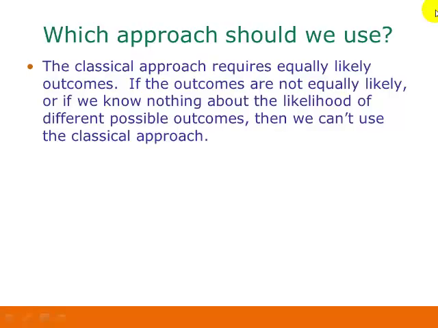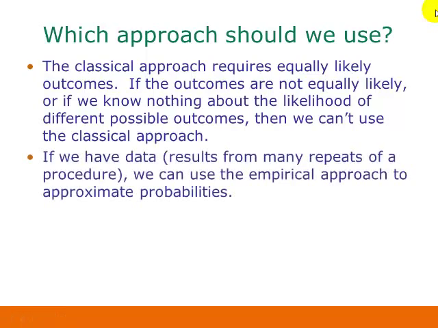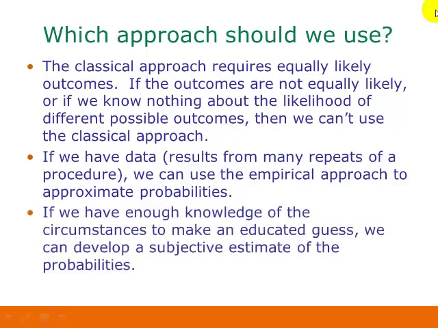Again, the classical approach requires equally likely outcomes. If the outcomes aren't equally likely, or if we don't know anything about the likelihood of different possible outcomes, then we can't use this approach. If we have data, in other words, results from many repeats of a procedure, then we can use the empirical approach to approximate probabilities. And if we have enough knowledge of the circumstances to make an educated guess, we can develop a subjective estimate of the probabilities.